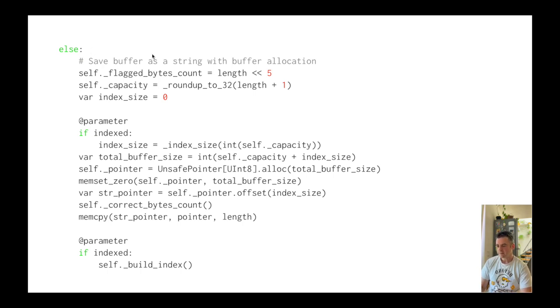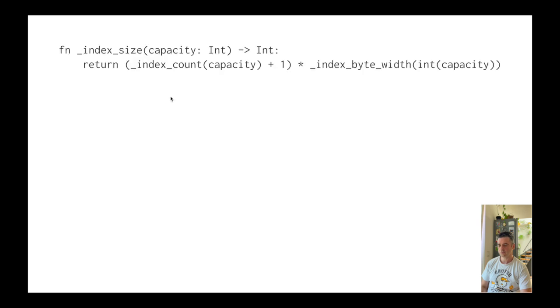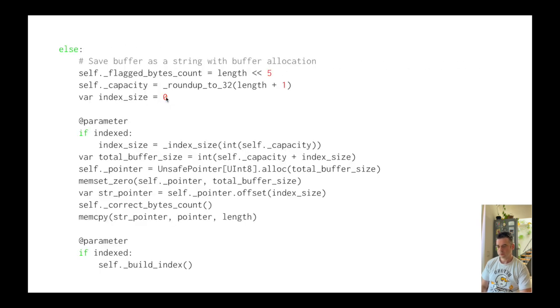So, but yeah. Save buffer as a string with buffer allocation. This is our implementation for the bigger strings, right? And here we say, okay, we add this index size, which we first set to 0. Then we say if we are indexed, then the index size is equal to, we compute the index size given the capacity.